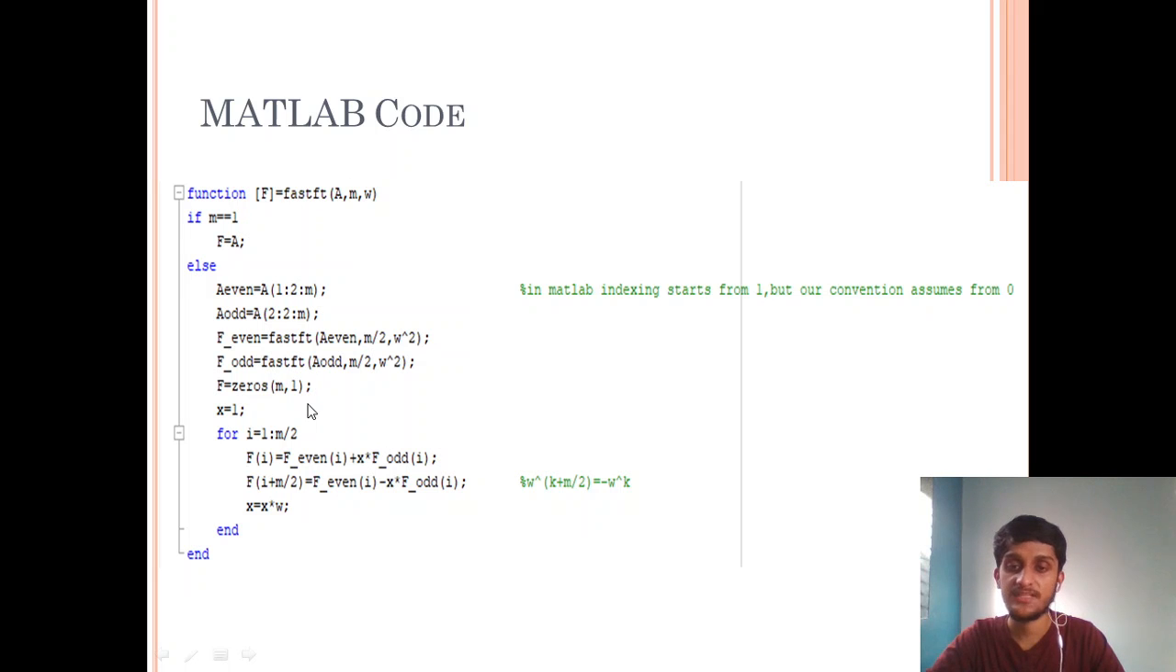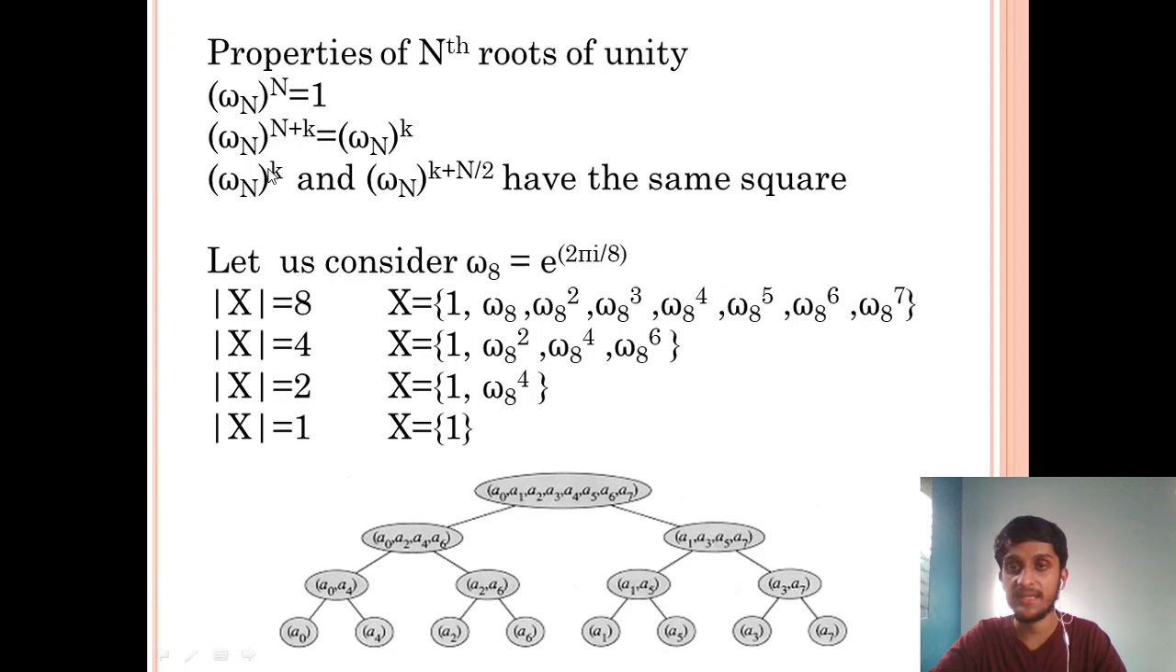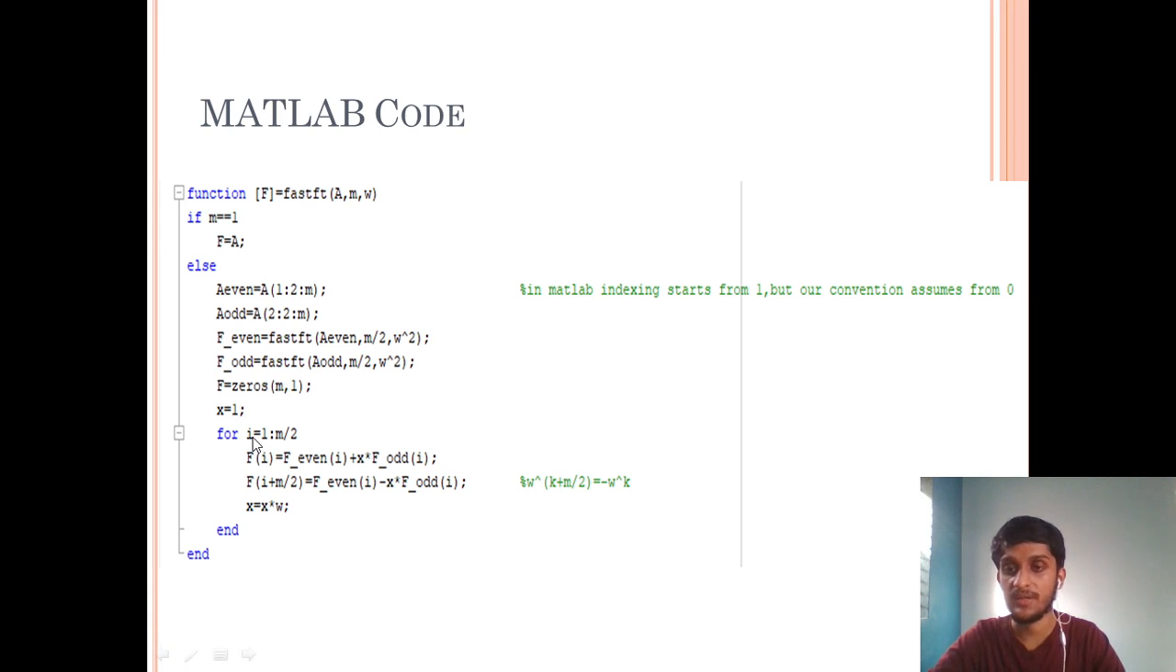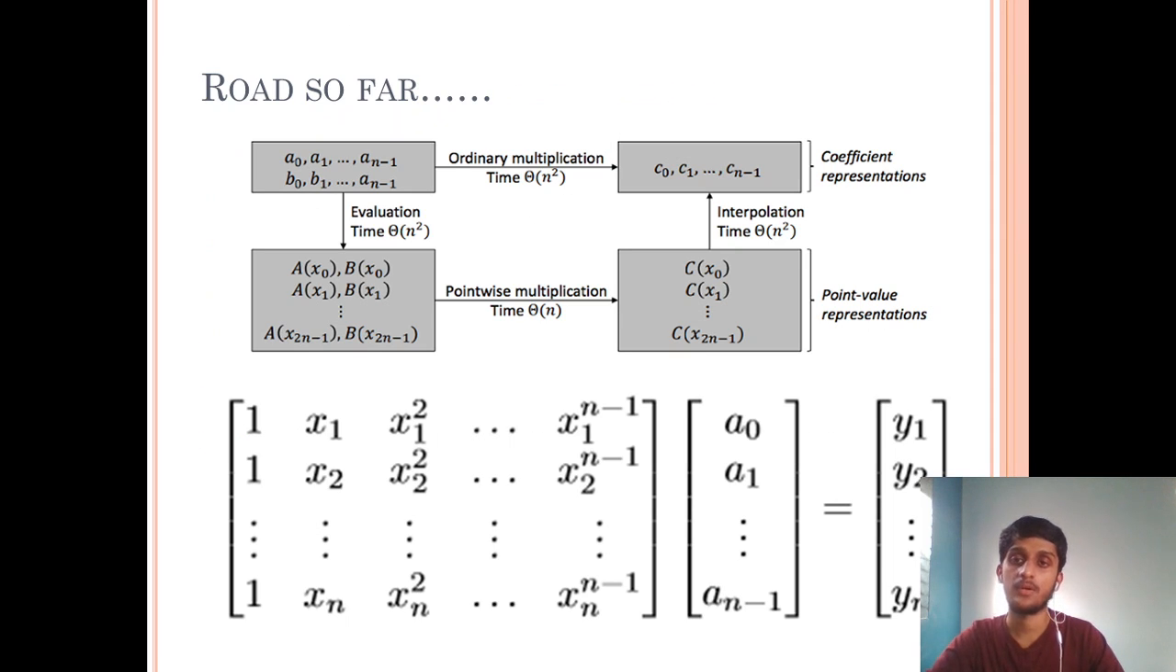Now we have this property, as we saw earlier, that omega to the power k and omega to the power k plus n by 2 have the same square, right? So the ith entry and the i plus n by 2 entry would be multiplied by x and minus x, because both have the same square, so one would be the negative of the other. So we are half done till now. We have obtained an efficient method of going from the coefficient form to the point value form. Now we can perform a point-wise multiplication in linear time.